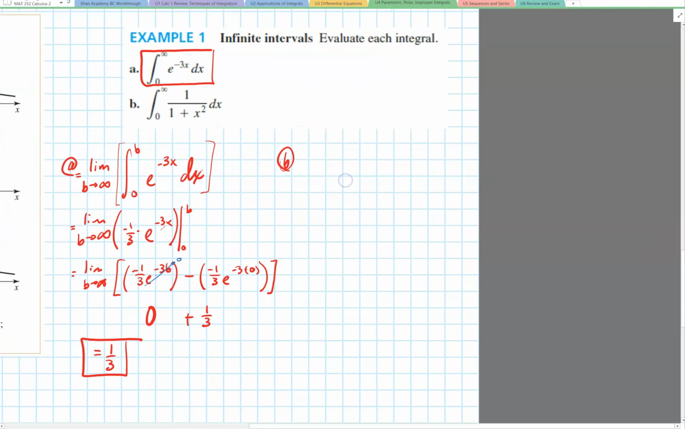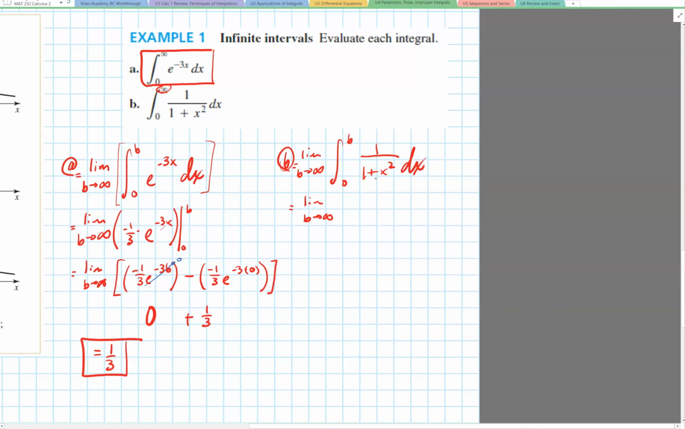In this particular case, we will say that this integral is equal to the limit as b approaches infinity, so our upper boundary is infinity here, of the integral from 0 to b, now b is a number, of 1 over 1 plus x squared dx. Again, this limit's result is equal to this limit here, as long as we can find the antiderivative of 1 over 1 plus x squared.